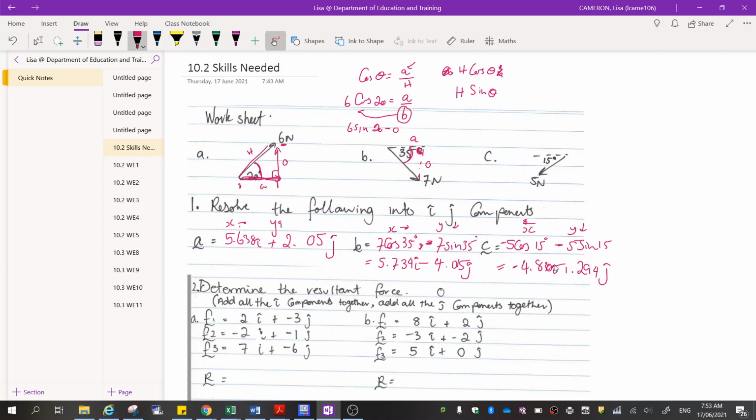Now, there's no reason why I'm jumping between 2 and 3 decimal places. Normally, we would go to 2 decimal places as standard. So that's all you have to do for resolving. The only thing you really need to make sure of is that this angle is the angle that is parallel to the x-axis. Okay, so let's move down the page.